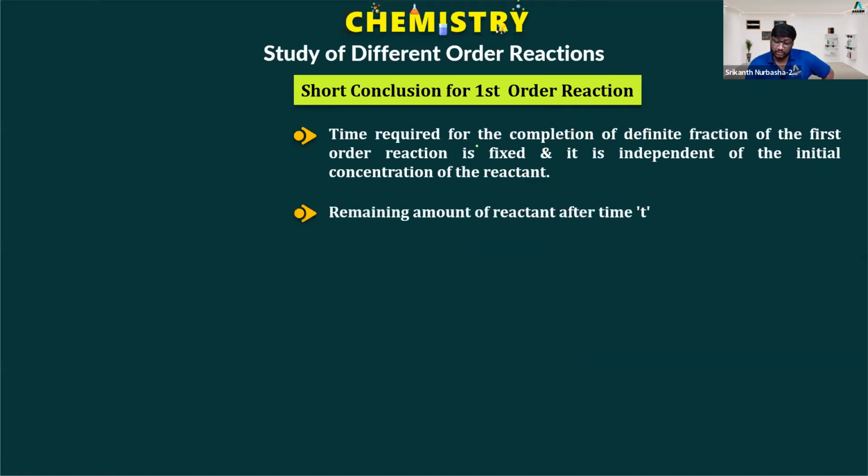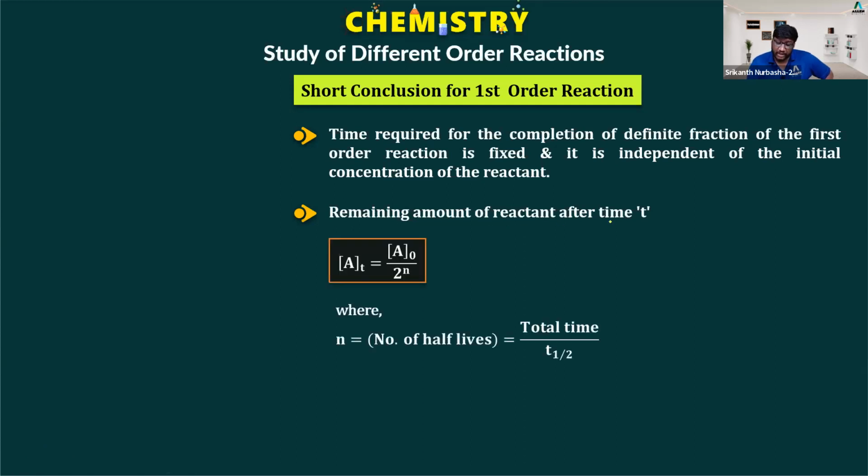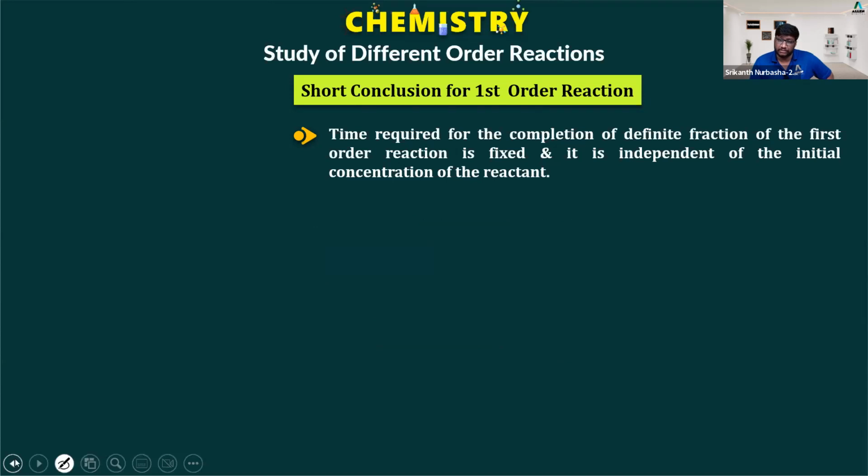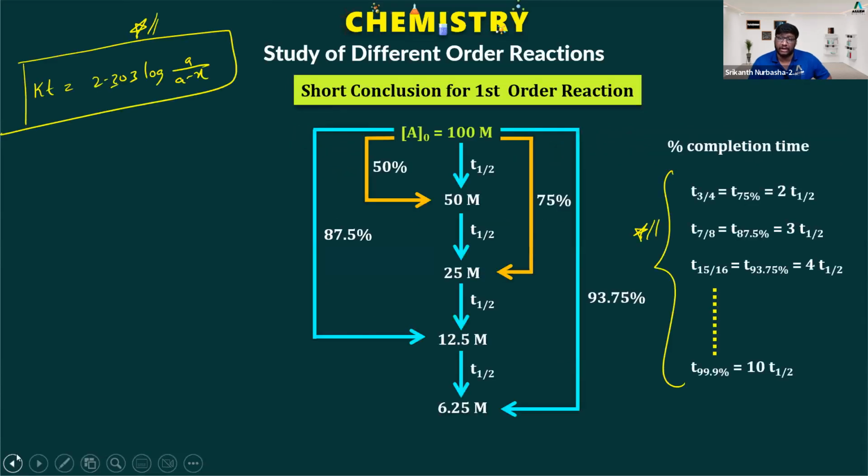Time required for completion of definite fraction of first order reaction is fixed and it is independent of initial concentration of reactant. So I can say remaining amount of reactant after time t, concentration of A after time t, is equal to initial concentration divided by 2 power n.